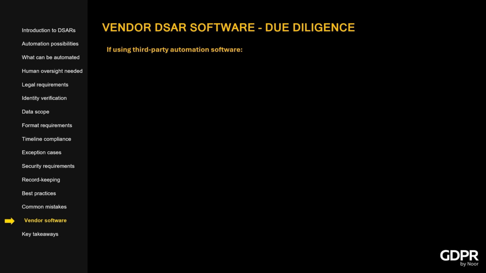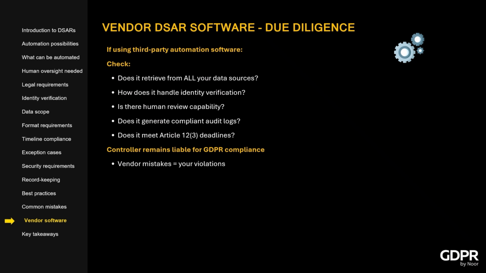If you use third-party DSAR software, you must do proper due diligence. Check whether the tool pulls data from all your systems. Support strong, flexible identity verification. Allow human review and overrides. Produce complete audit logs. Monitor deadlines and alert you to failure. Under Articles 24 and 28, the vendor is your processor, but you remain fully responsible for GDPR compliance. If their system fails, the violation is yours. So you need to test the vendor system thoroughly and monitor it continuously.